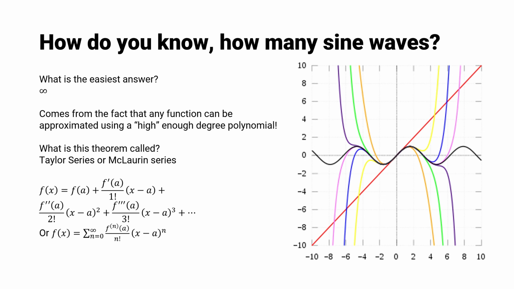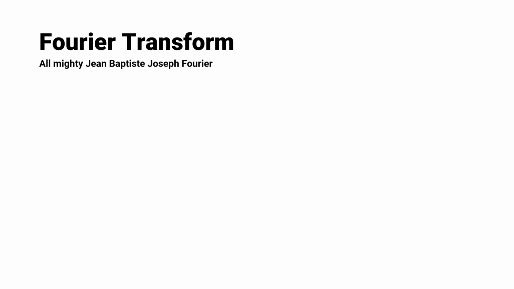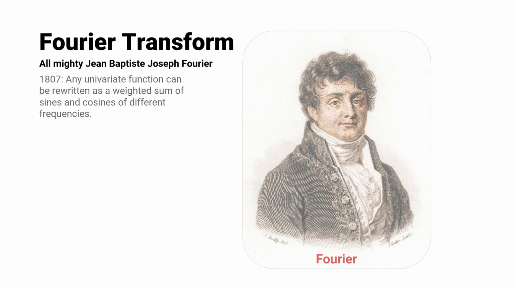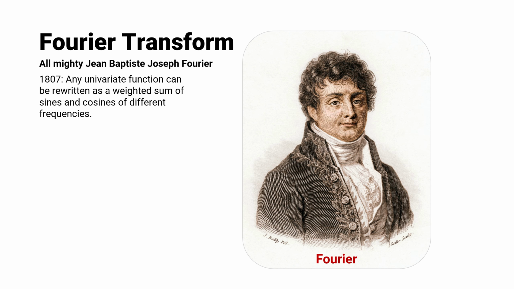Great. So this brings us to one of the most influential theorems in the field of signal processing, computer vision, and image processing. This is called the Fourier Transform. So let's hail to almighty Jean-Baptiste Joseph Fourier. In 1807, Fourier basically said that any univariate function can be rewritten as a weighted sum of sines and cosines of different frequencies, which we just saw intuitively before. This is what Fourier said in 1807.